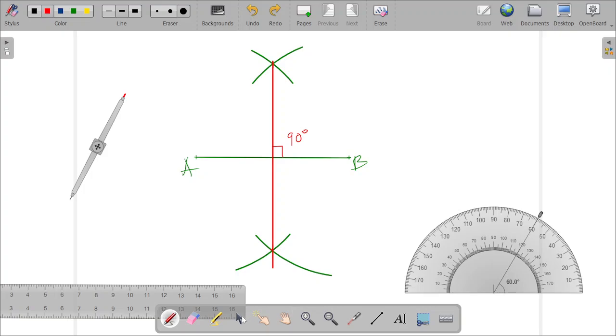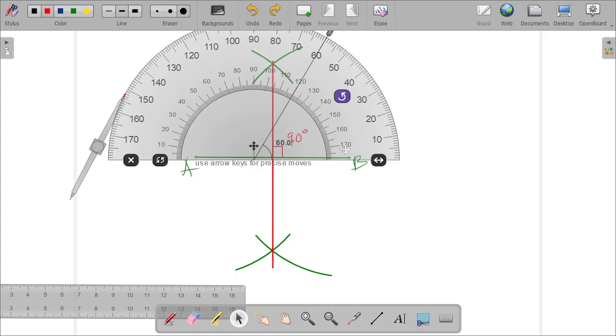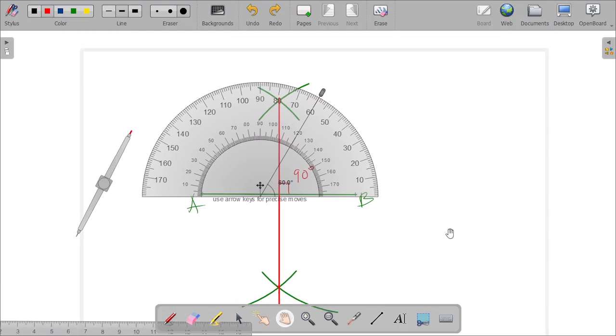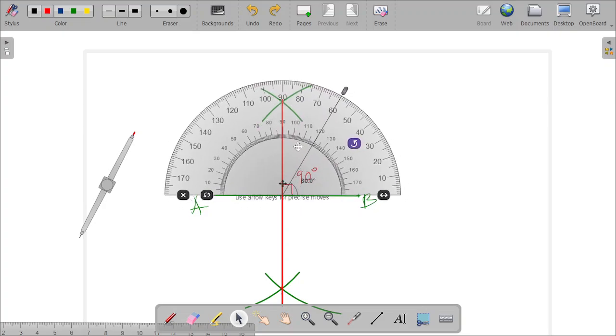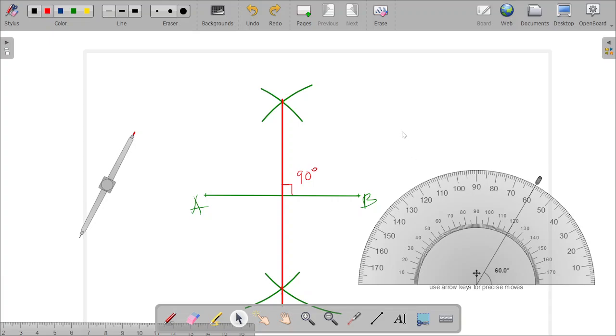So I'm going to use my protractor to confirm that. Place your protractor like this. Make sure the center is on that center. Now you can see that it's very accurate. So the angle we have here is 90 degrees. Wow, very accurate. So that's how you make angle 90 degrees.